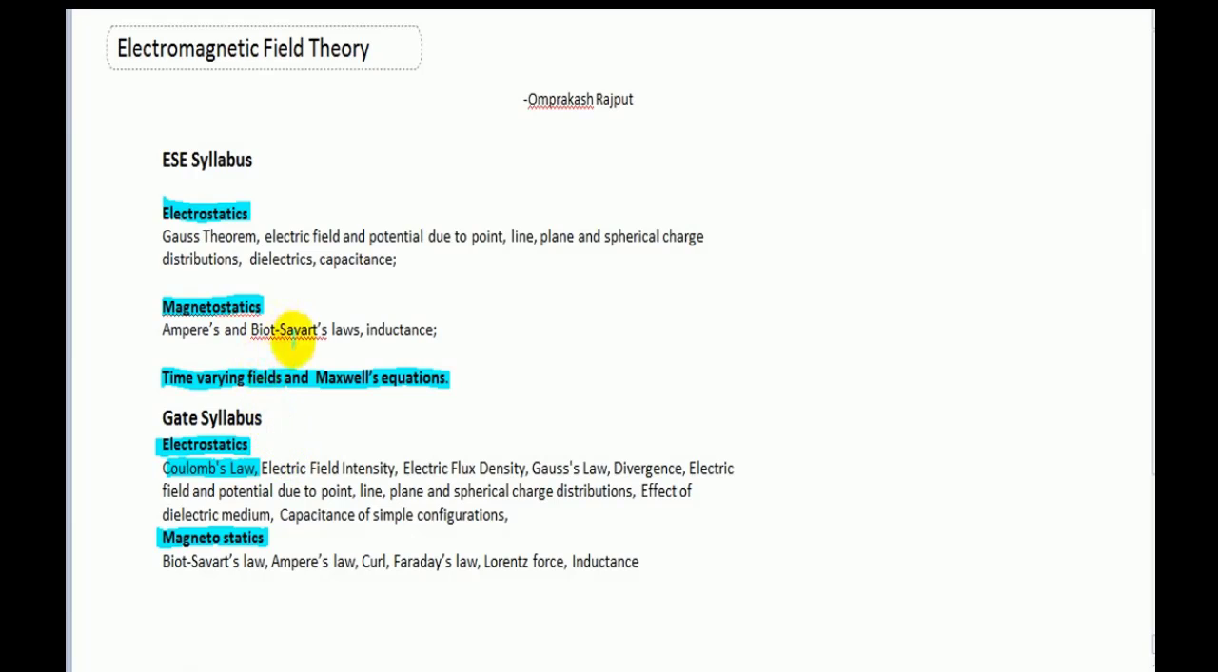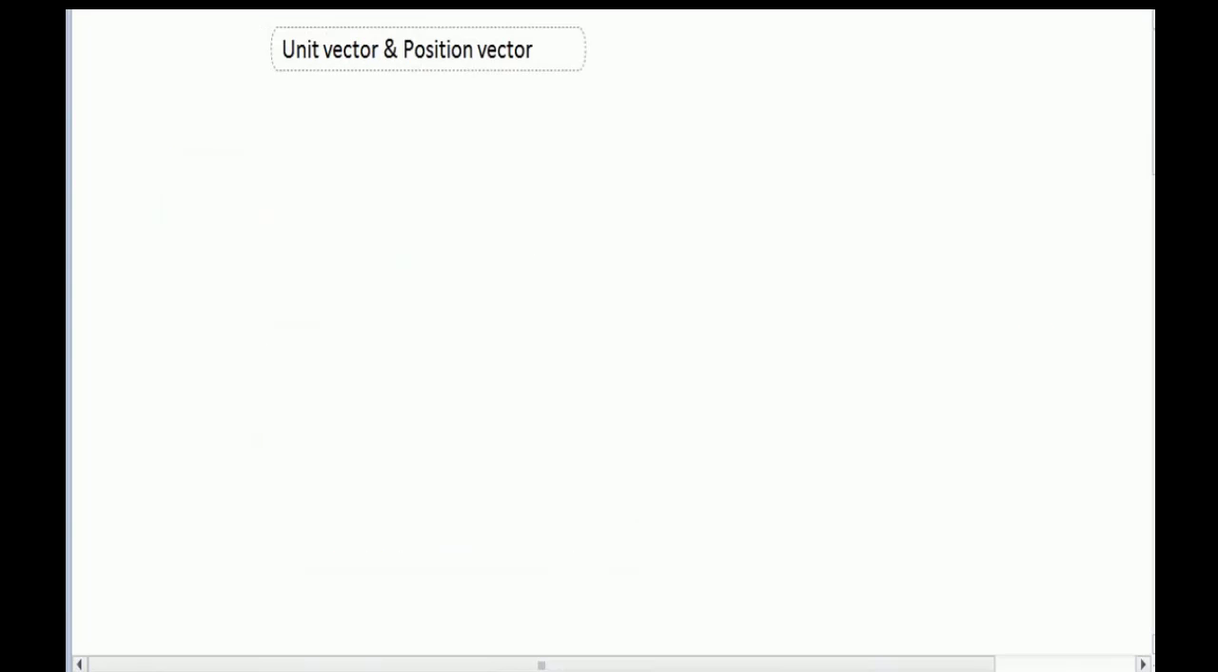So before starting the topics, we will see some basics also, which will be required for the topics which we will study in electromagnetic field theory, like what is unit vector, what is position vector, and how to operate with these vectors. So vector multiplication, del operator, and we will study some basics about the coordinate systems and different coordinate systems also. So let us see few basics first.